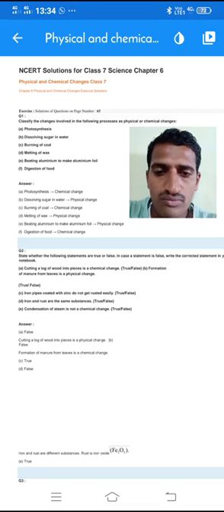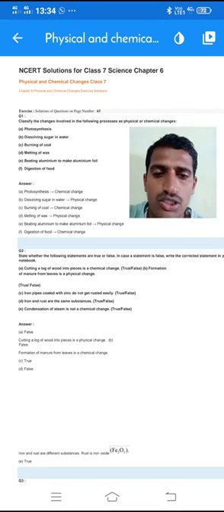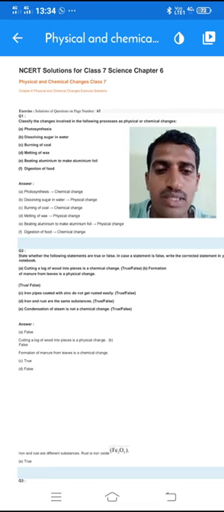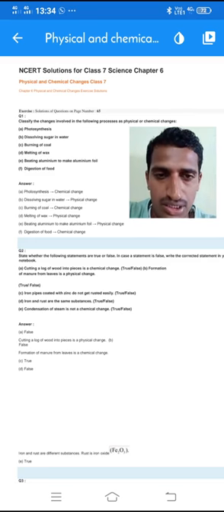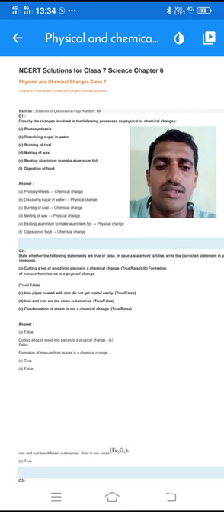So now let's go for question number 2 here. State whether the following statements are true or false. So in case the given statement is false, you have to make it correct. Okay, so first question is cutting a log of wood into pieces is a chemical change. So you are going to cut a log of wood into many pieces. Is it going to be a chemical change? Yes, so obviously it is going to be false.